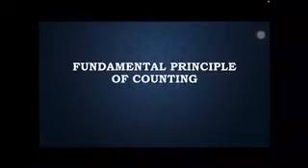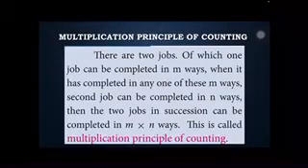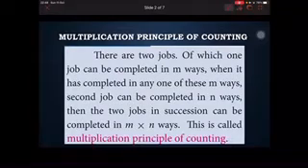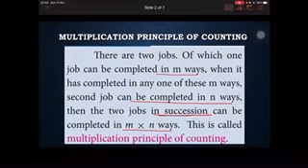Okay. Fundamental principle of counting. In this, we are going to see 2 principles. First, the multiplication principle and then the addition principle. Here, there are 2 jobs. One job can be completed in m ways. Another one can be completed in n ways. These 2 jobs are done in succession, that means you have to do them continuously, together. So this job can be completed in m into n ways. This is called the multiplication principle of counting.